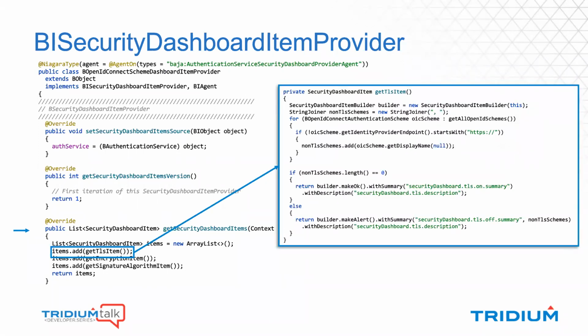What we're doing here is starting from the authentication service that we stored earlier and going through every OpenID Connect authentication scheme that might be in the station. We're checking each scheme's identity provider endpoint and making sure that it starts with HTTPS. If it doesn't, we're adding it to a list. At the end, if our list is empty, we use the Security Dashboard Item Builder to create an OK item to go in the dashboard. And if it's not empty, we add an alert that includes the names of the schemes that didn't pass the test. And the strings that are passed to the withSummary and withDescription methods, those are just entries in the lexicon.